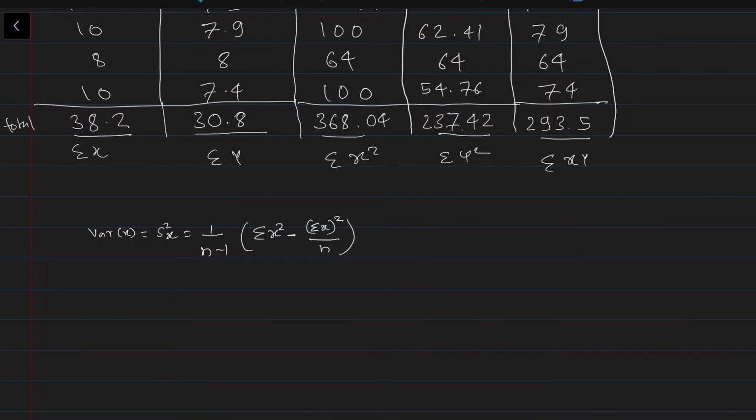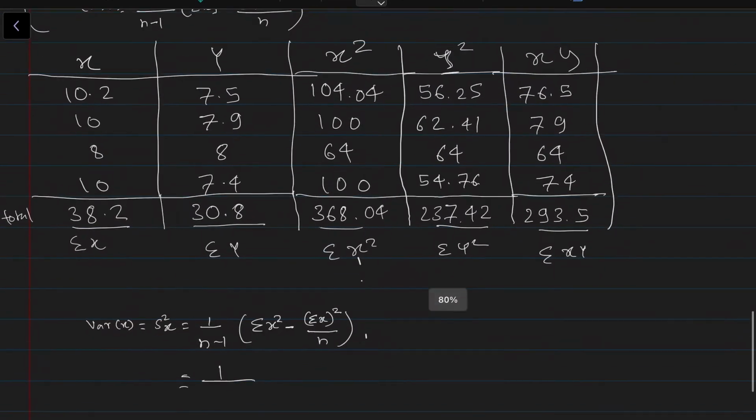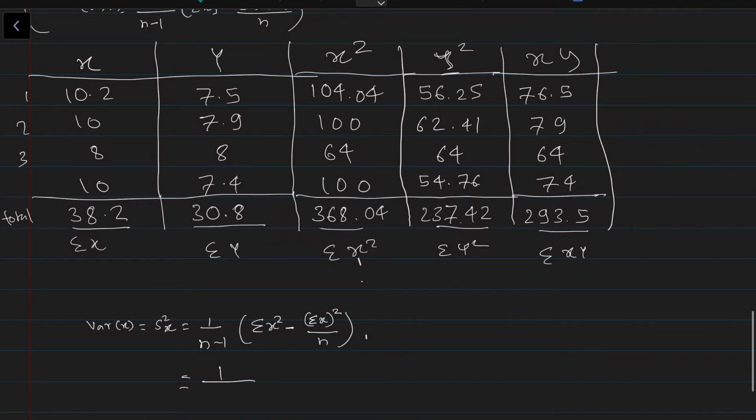So this is variance of x first, 1 upon n. In this case, we know there are 1, 2, 3, 4 data points. So that means our n is 4. So that's why 4 minus 1. Summation of x square. So see, summation of x square, we get it from this value. Then summation of x, the whole term square.